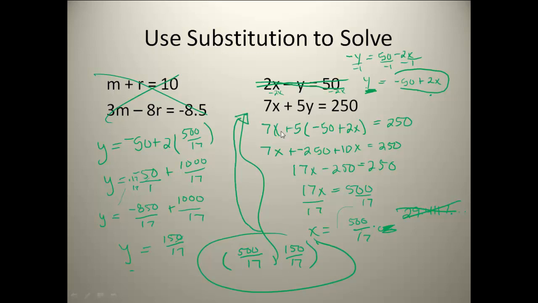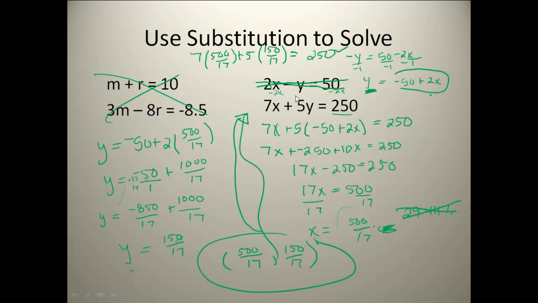Now this might be a case where it's going to be quicker to use your calculator. So you can type into your calculator 7 times 500 17ths plus 5 times 150 over 17, and you can see what that's going to give you on your calculator and then compare that to the 250. When you type that in, you get 250, so it works out there.